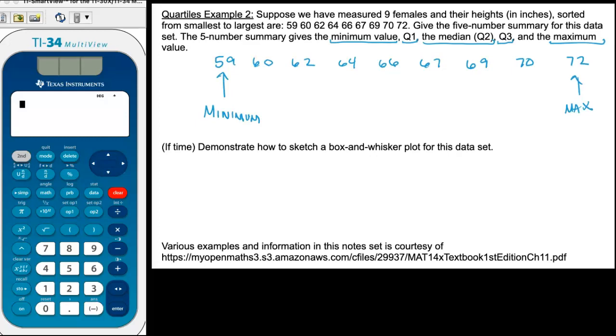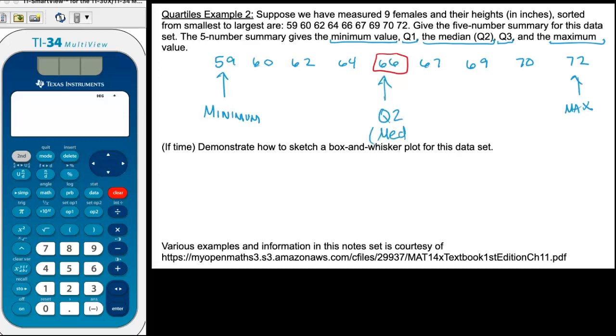And so this number right here, 66, will have 1, 2, 3, 4 on the right and 4 on the left. So that's the exact middle. You can also just take your finger or your pencil on either side and work your way in until you get to the middle. And so that's going to be the median, or Q2.